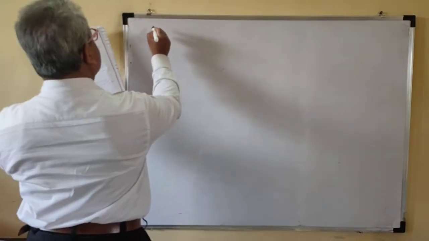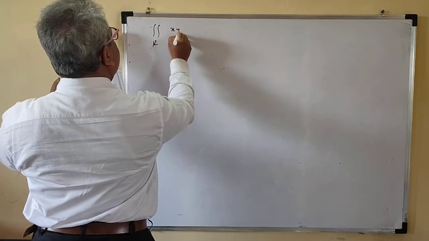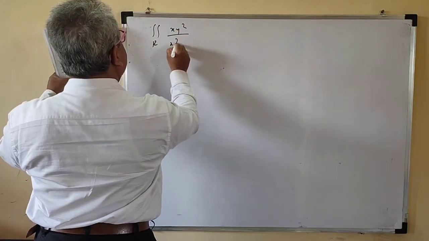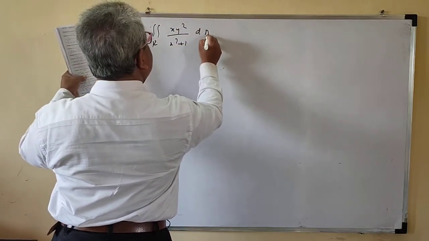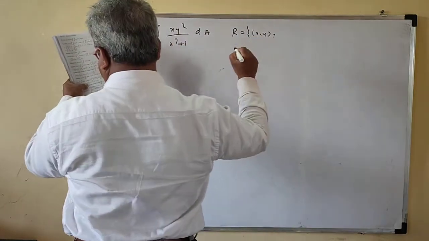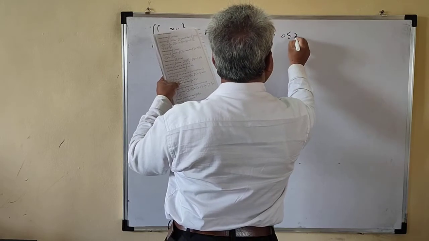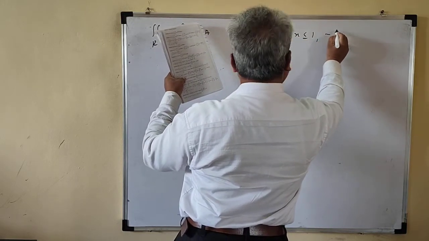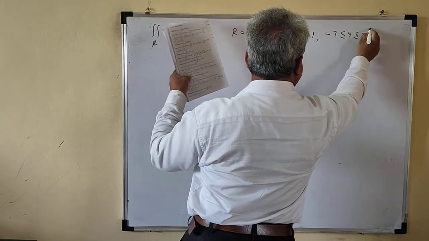Suppose we have to evaluate this double integral over R of x y square upon x square plus 1 dA. So your R is xy, with 0 less than or equal to x less than or equal to 1, and minus 3 less than or equal to y less than or equal to 3.